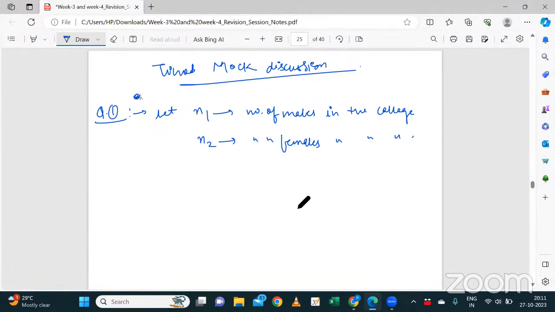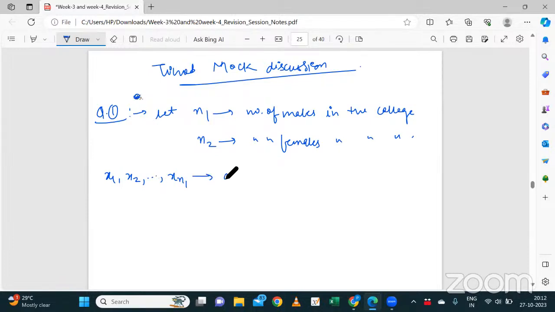Okay, thanks. What are the things we have been given? The mean annual college fees paid by all students. Before going to that, can you tell me, let's say I'm saying x1, x2 up to x n1.